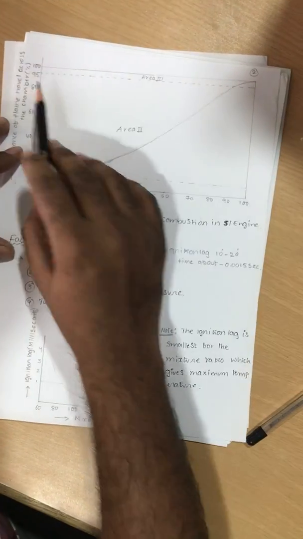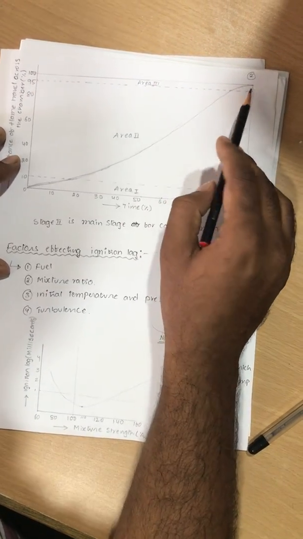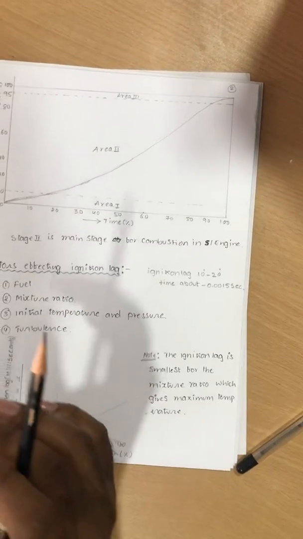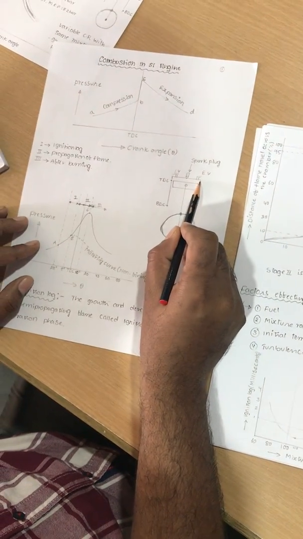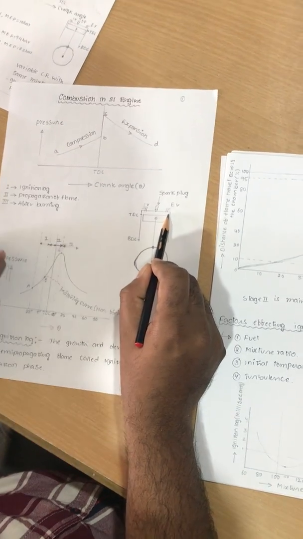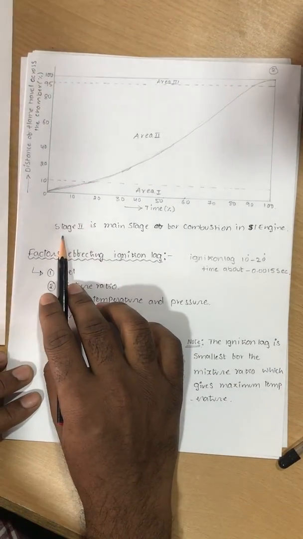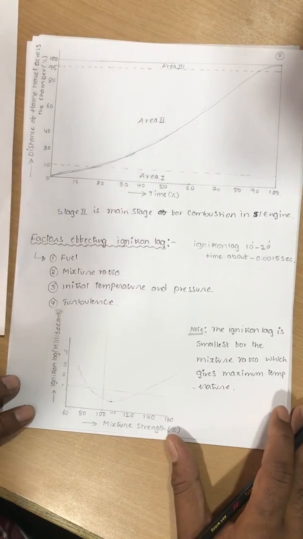Now in the third stage, after burning 95 to 100%, only 5% of the area is left to be covered. Whatever reassociation and chemical equilibrium losses occur, some amount of heat is liberated because of the reassociation, and any particles which are unburned in the second phase will burn. The completion of the combustion occurs in the third stage, that is, afterburning. So that is why the second stage is the main stage for combustion in an SI engine.